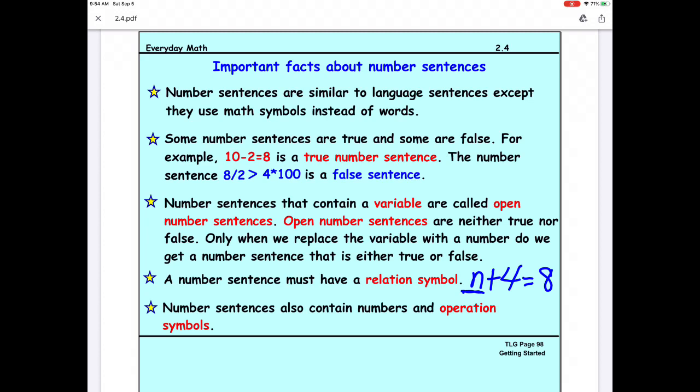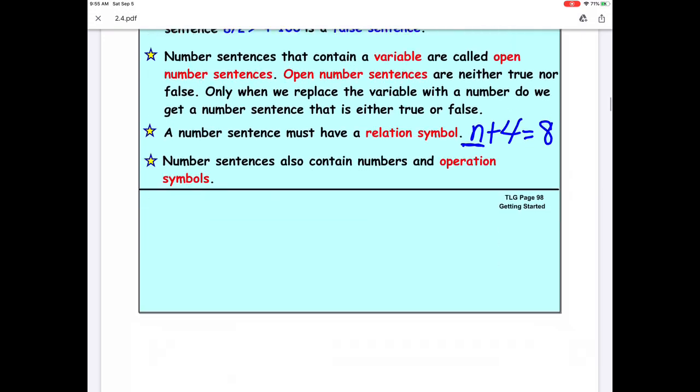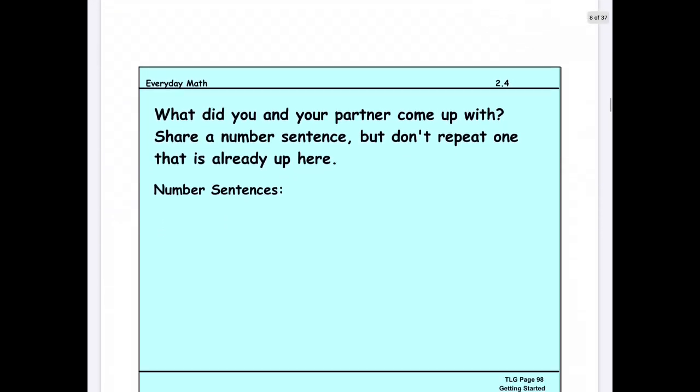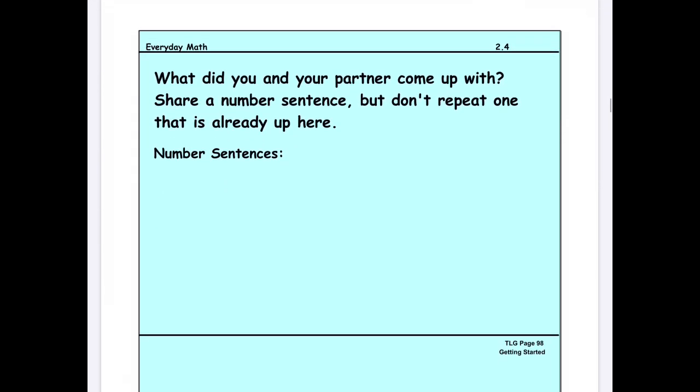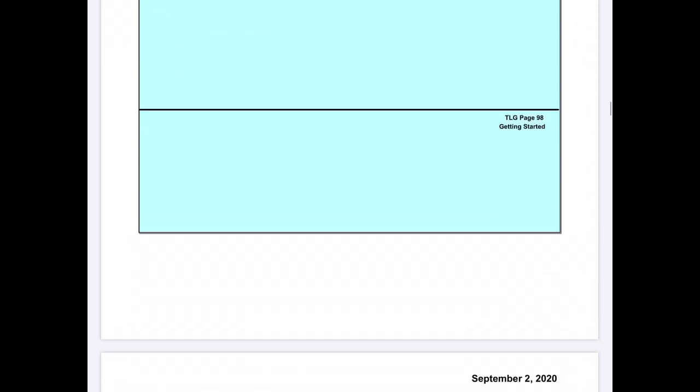A number sentence must have a relation symbol. Here's an example. N plus 4 equals 8. The relation symbol is equal, and the plus is the operation. Number sentences also contain numbers and operation symbols. We're going to practice sharing some number sentences. It does not have to be with your partner.